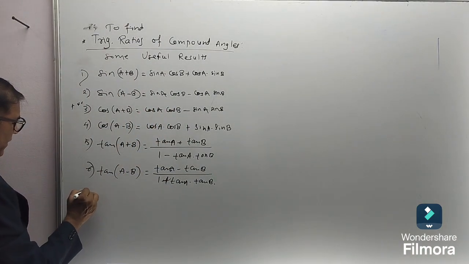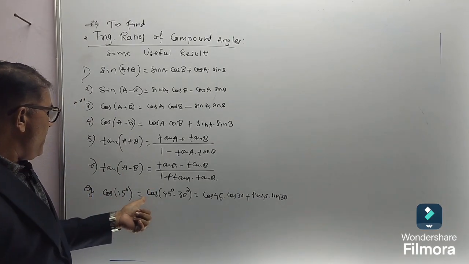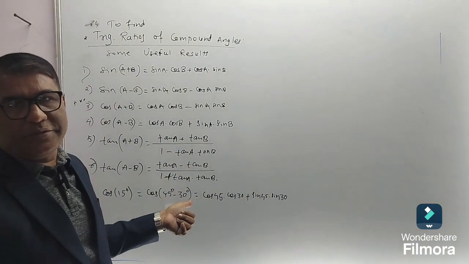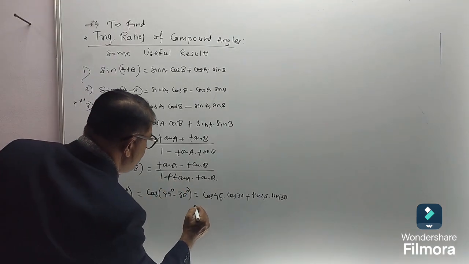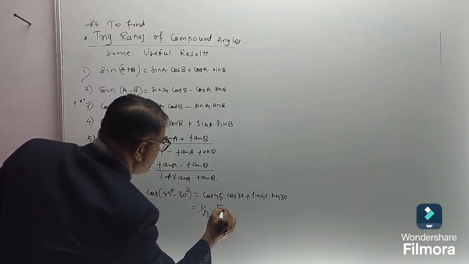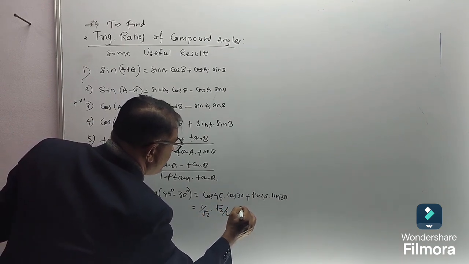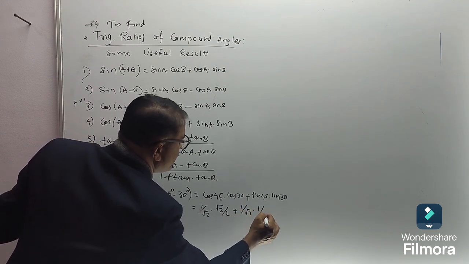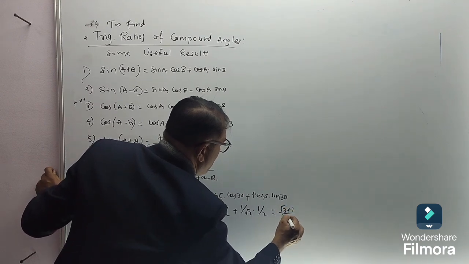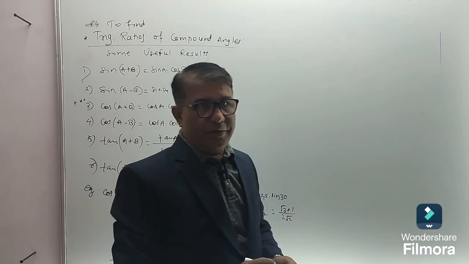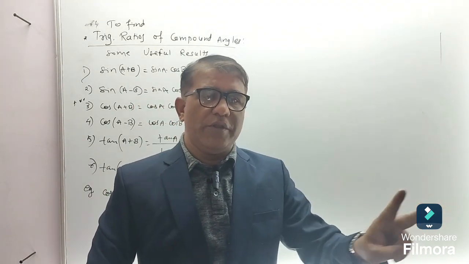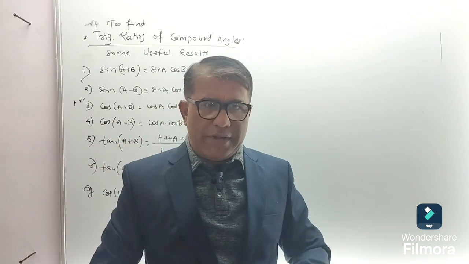For example, understand this. Suppose cos 15 degree is cos of 45 minus 30. Cos A cos B plus sin A sin B is cos of A minus B. Therefore, we know all these values. Cos 45 is 1 by root 2. Cos 30 is root 3 by 2. Sin 45 is again 1 by root 2. And sin 30 is 1 by 2. After simplifying this, I got root 3 plus 1 by 2 root 2. This is cos 15. Similarly, for homework, you can find tan 75, sin 75, cos 15, all these types of angles you can find.